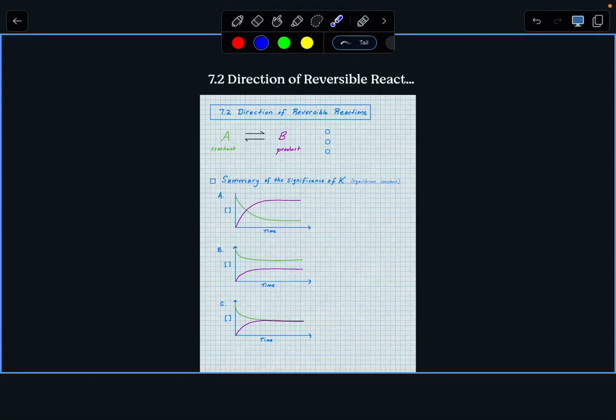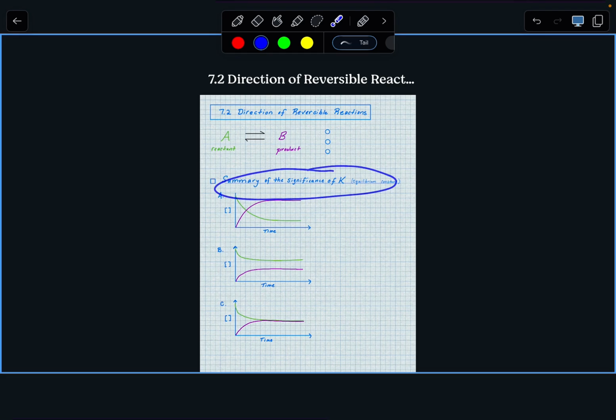Topic 7.2 in AP Chemistry in Unit 7, called Equilibrium, is the direction of reversible reactions. In our one-pager of notes today for this section, I'm going to cover three main points about what makes a reaction have what's called an equilibrium or an equilibrium constant.